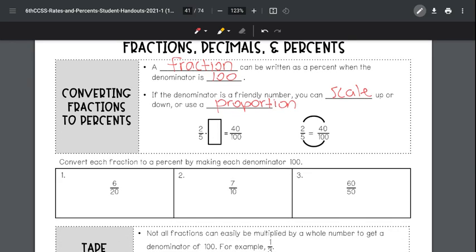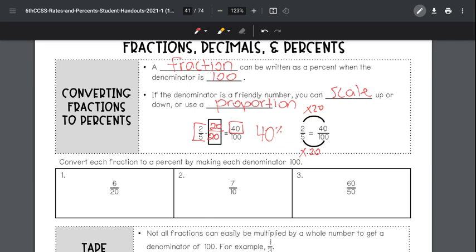So if my original fraction is 2/5, but I want to turn this into a percent, we have to change our fraction so that it's out of 100 and use that numerator to tell us our percent. How do I go from 2 to 40? We're going to multiply by 20. How do I go from 5 to 100? Multiply by 20. 2 times 20 equals 40. 5 times 20 equals 100. So times 20, times 20. And what percent are we talking about? We're really talking about 40%.